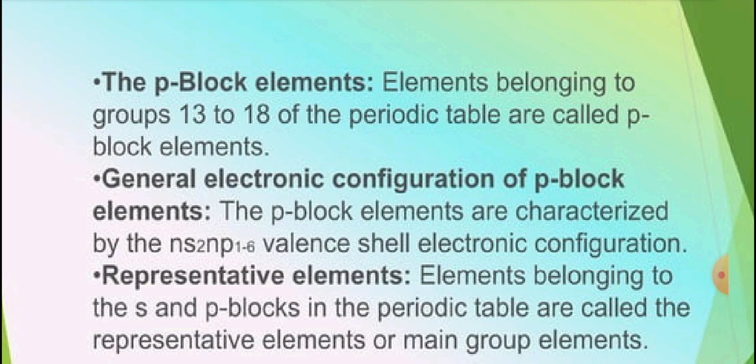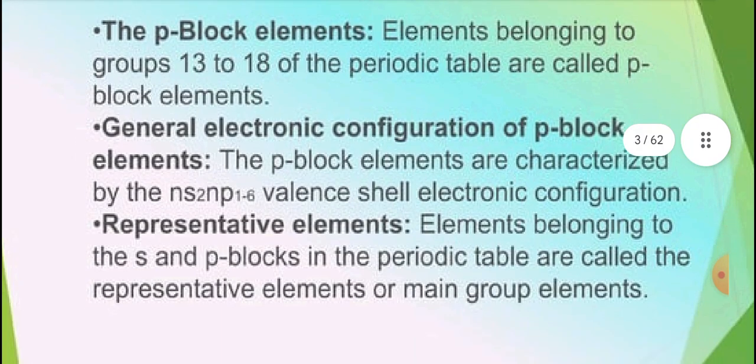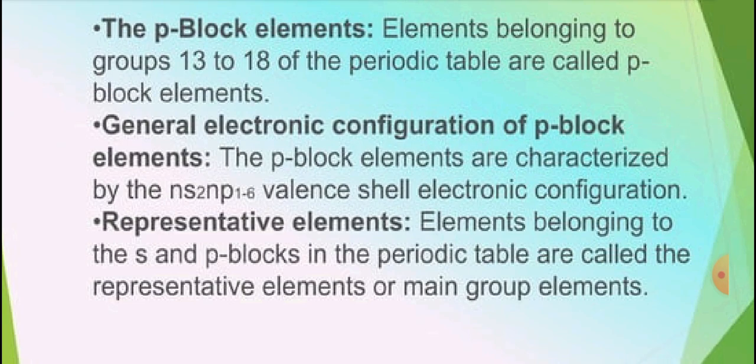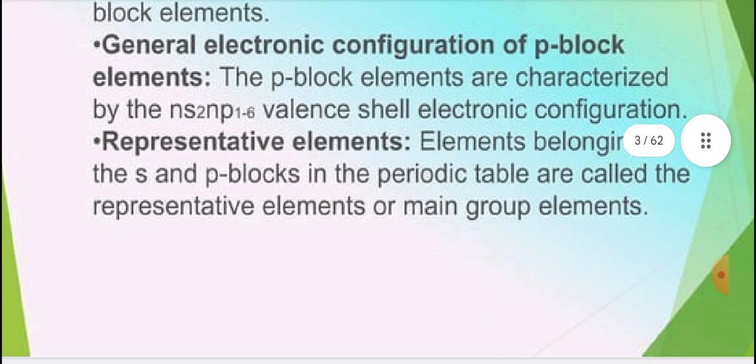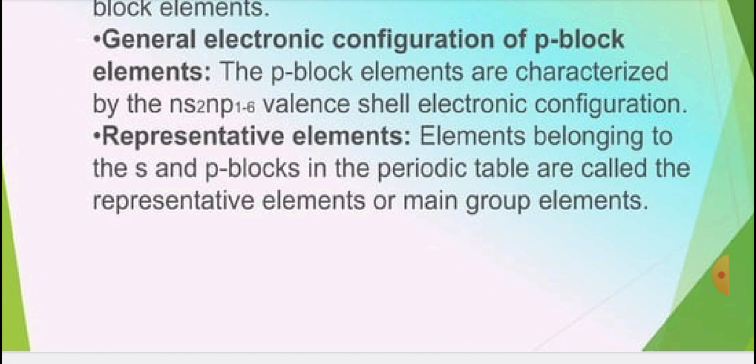The general electronic configuration of P block is ns2np1-6 valence shell electronic configuration. They are also called representative elements or main group elements, because S and P block elements are collectively called the representative or main group elements, in which there is one S block of elements, and there is a P block of elements. Collectively we call them main group elements.